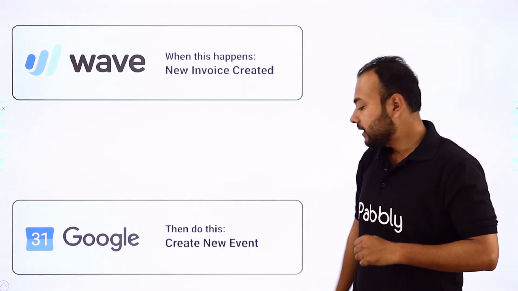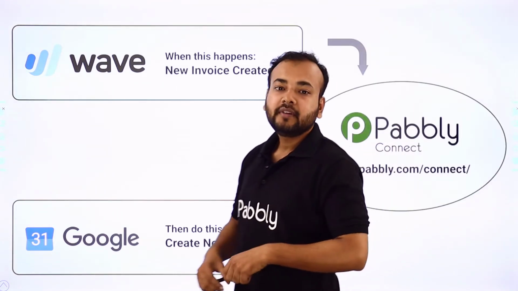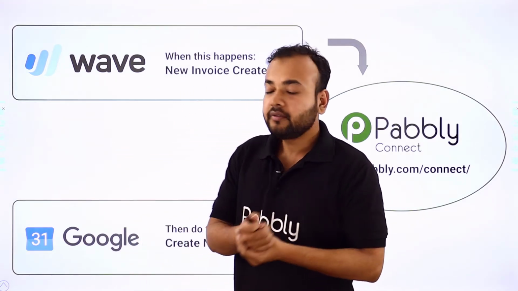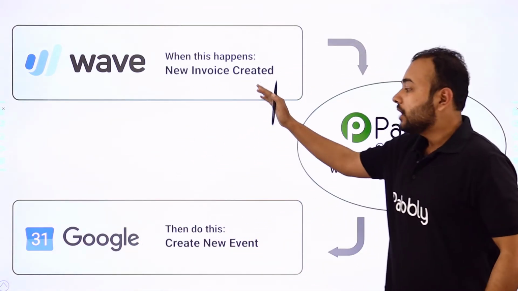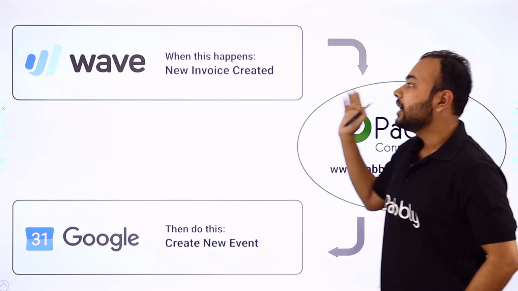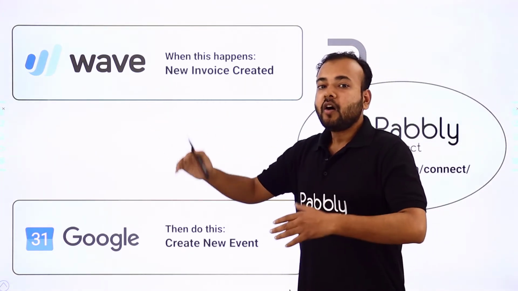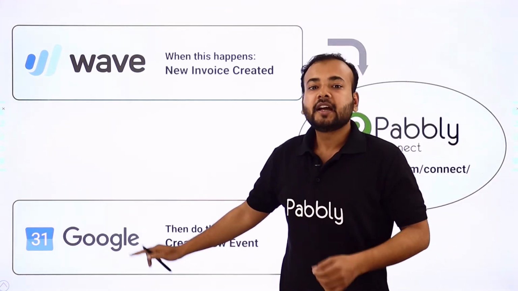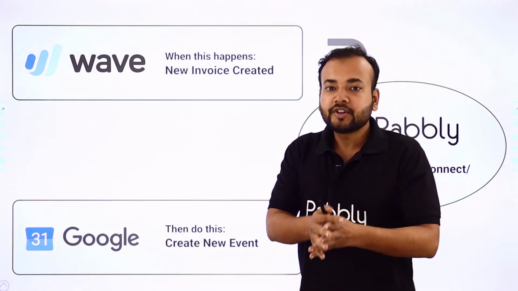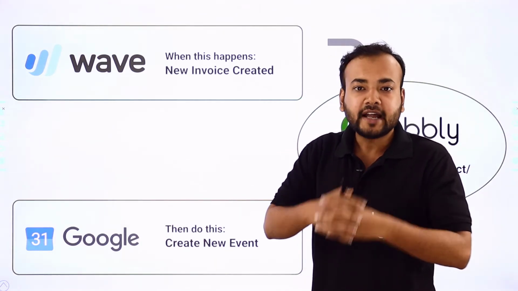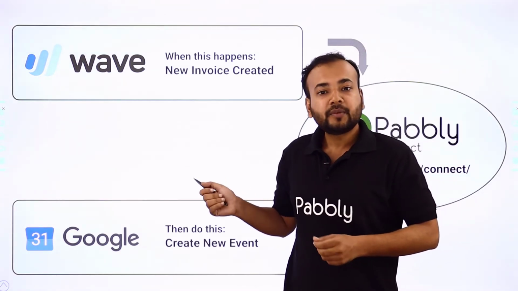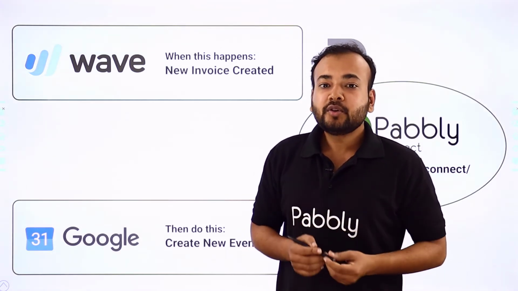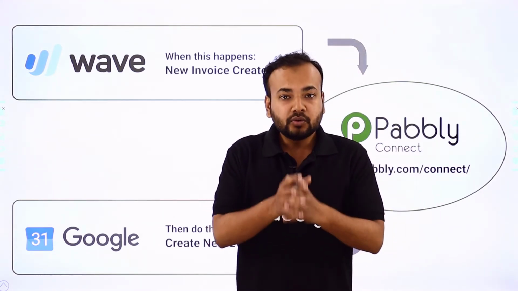Yes guys, this can happen, and to make this happen I am using a software called Pabbly Connect. Pabbly Connect is an automation and integration software, and it will connect these two applications together such that whenever you create a new invoice in the Wave application, a new calendar event is generated at the same time, showing you the details of the invoice created and the customer's name and contact details. The best part of making this automation is that you will not require any coding skills or programming knowledge.